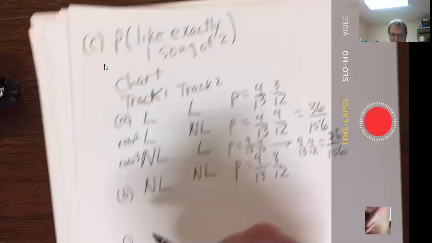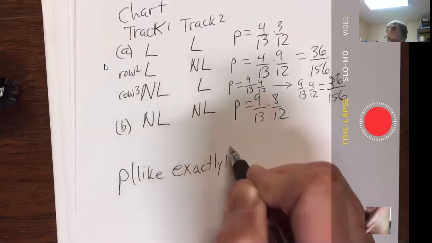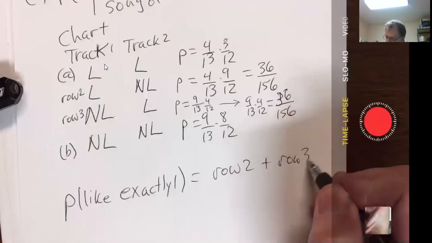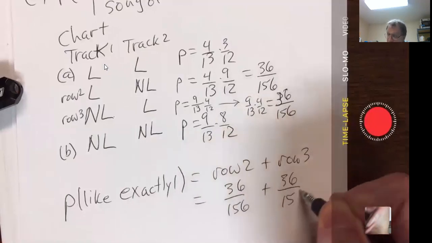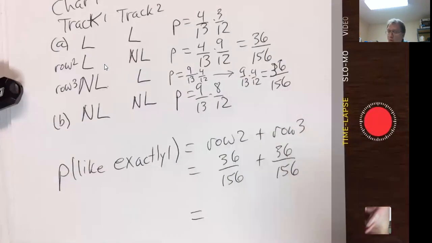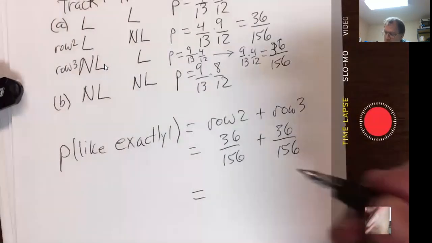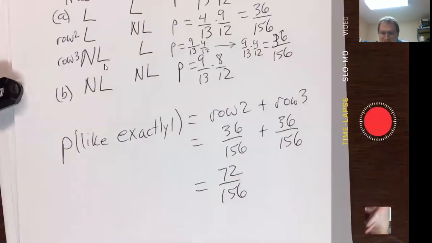So what happens is, the probability of exactly 1 will basically be row 2 add row 3. 36 over 156, add another 36 over 156, or you can double it. You know, adding identical things means they double, times 2. You could go 1 times 2, either one of these times 2. It's 72 over 156. Questions about that?